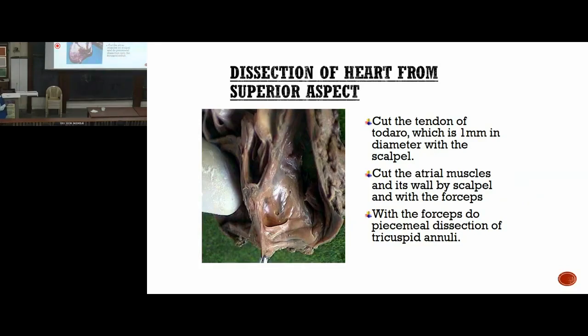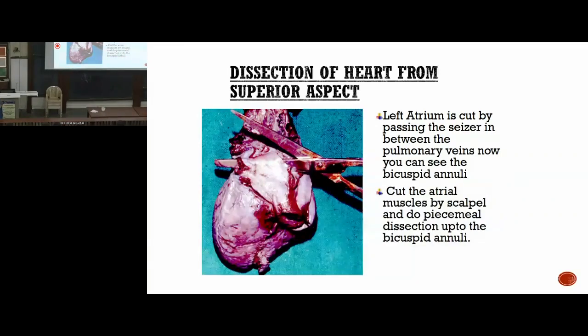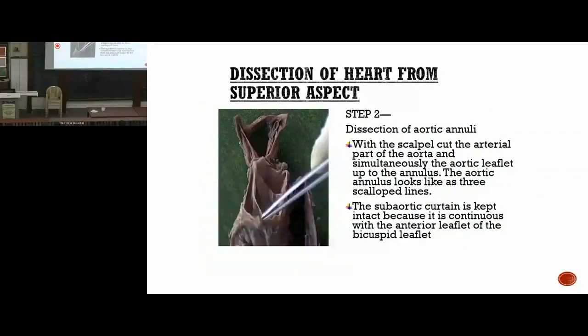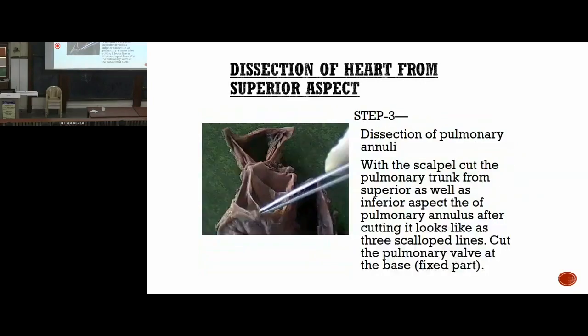Now, the left atrium is cut by keeping the scissor in the two pulmonary veins, that is superior and inferior. Now this is the atrioventricular, that is the pulmonary annulus, this is the aortic annulus, pulmonary annulus, aortic annulus, and in between, what is this? This is the conus ligament.